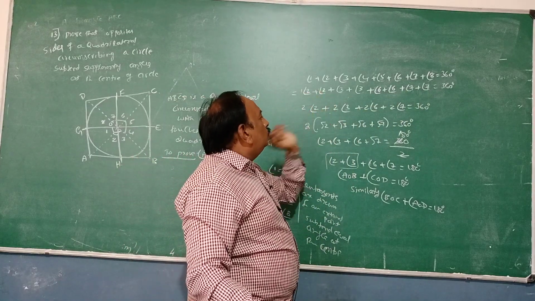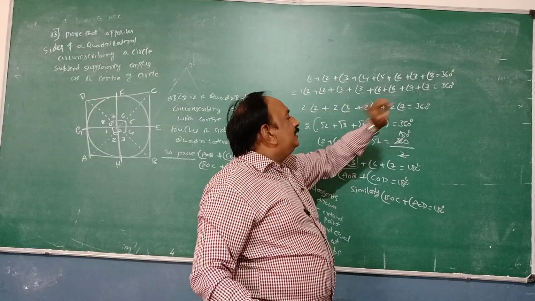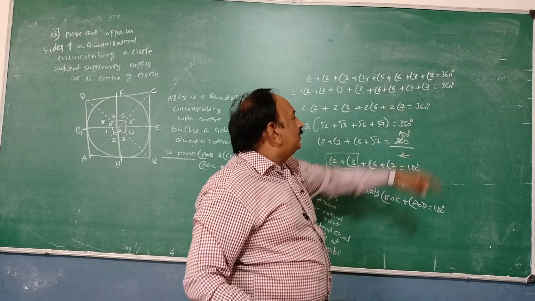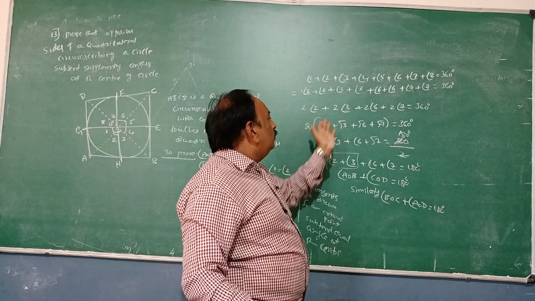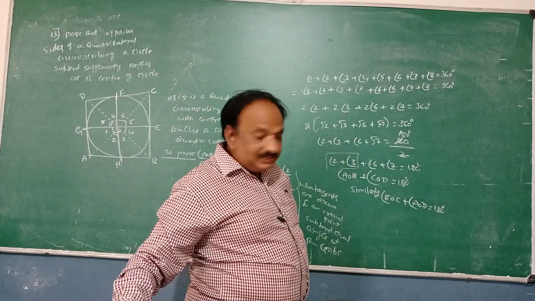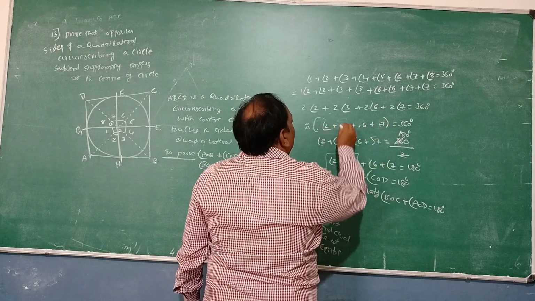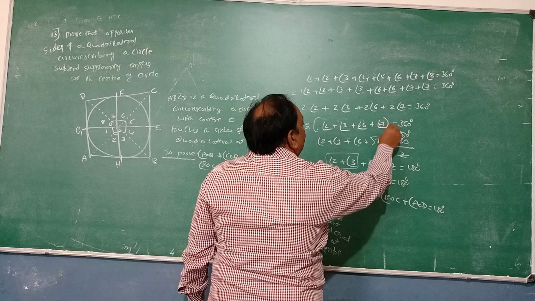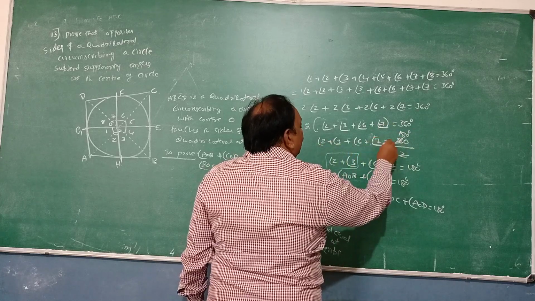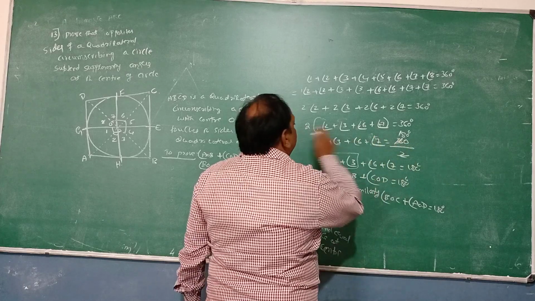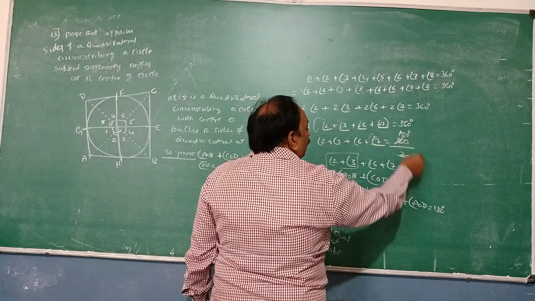Then 2 angle 2, 2 angle 3, 2 angle 6, 2 angle 7 is equal to 360 degrees. Take 2 as the common factor. Angle 2 plus angle 3 plus angle 6 plus angle 7 is equal to 360 divided by 2, which gives 180 degrees.